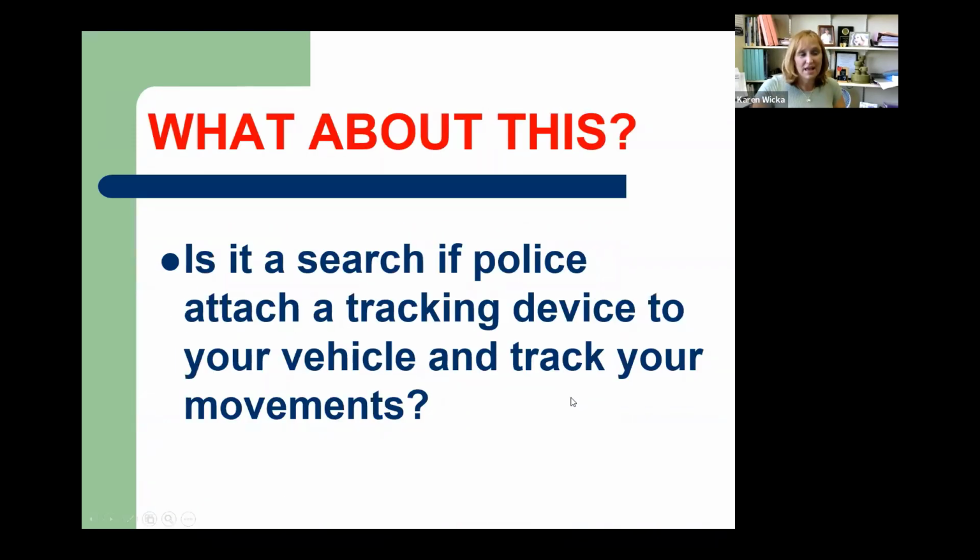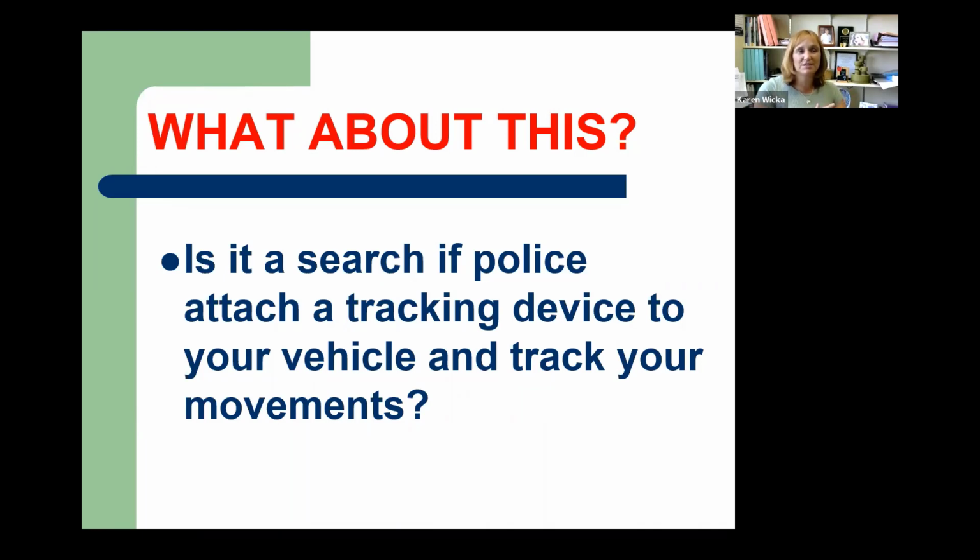So what about this? Is it a search if police attach a tracking device to your vehicle and track your movements? So we know that they can walk around and follow you because we talked about that in the last class. That's not protected. Anywhere that you walk, they can walk and follow you if they want to. But this is different. This is actually taking a GPS tracker and putting it on your car and tracking you through that GPS attached to your car. Would that qualify as a search?